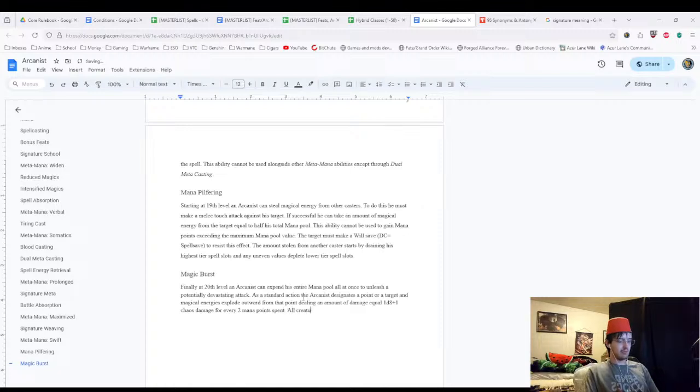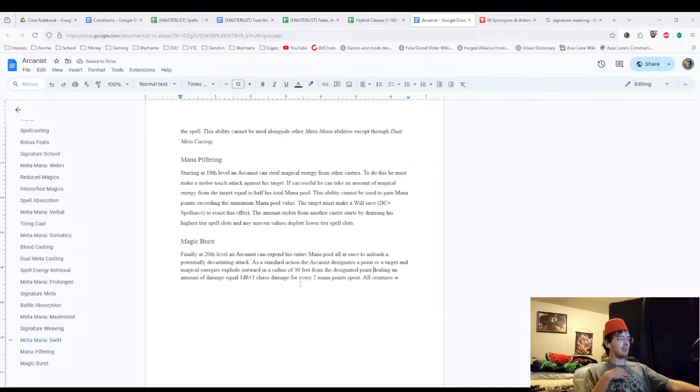All creatures. Wait, that's magical energies explode outward in a radius of, let's see, an outward radius of 30 feet from the designated point, dealing an amount of damage equal to 1d8 plus 1 chaos damage for every 2 mana points spent.